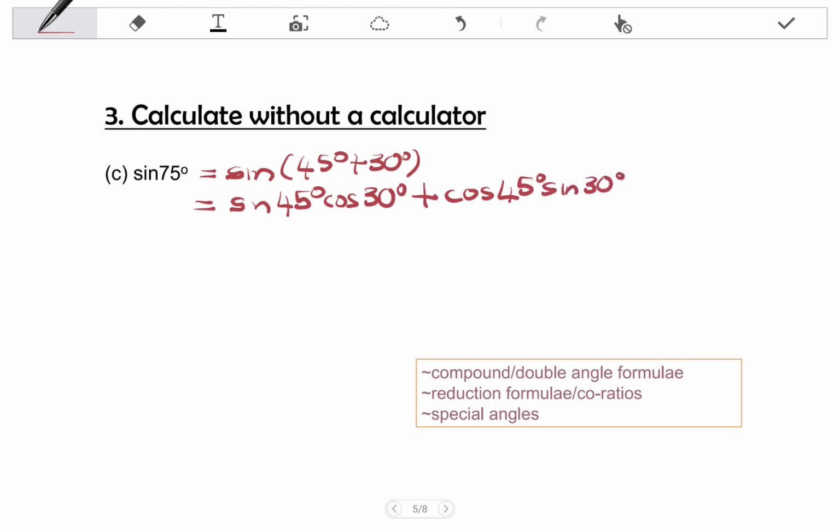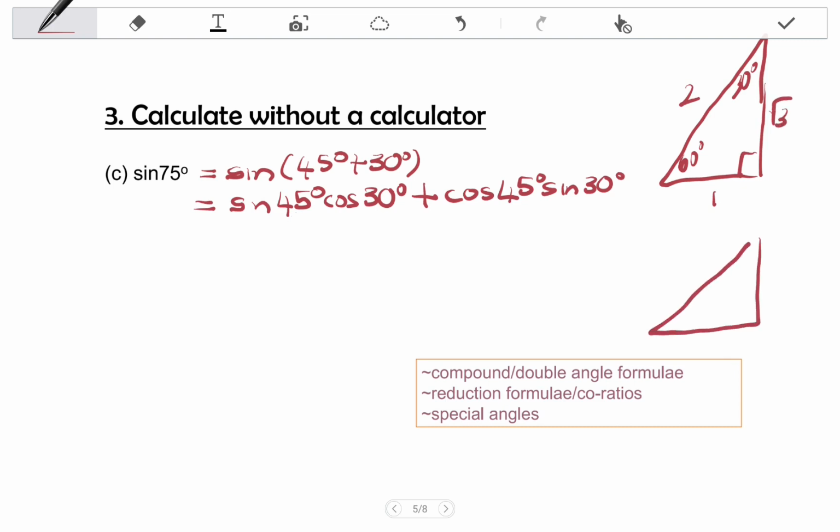Now I use my special angle knowledge, and in this case I like to use the triangles to remind me of the values. So I've got 60 degrees, 30 degrees, 90, 1, 2, root 3, and I'm also needing a 45-degree angle. So the 45 and 90, and the values are 1, 1, and root 2. Okay, so now I can use my triangles to know the values.